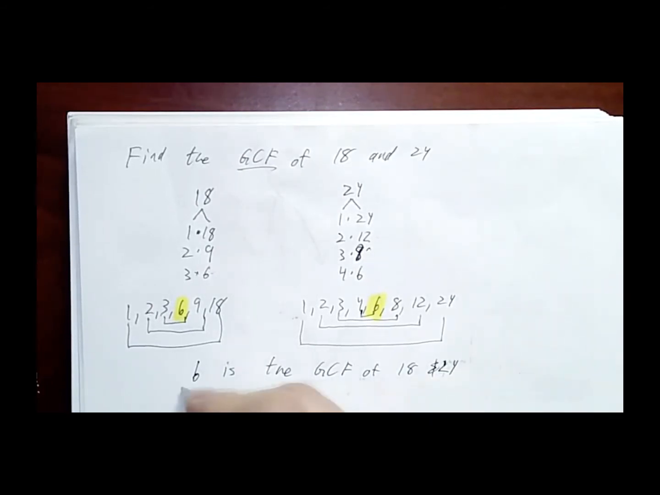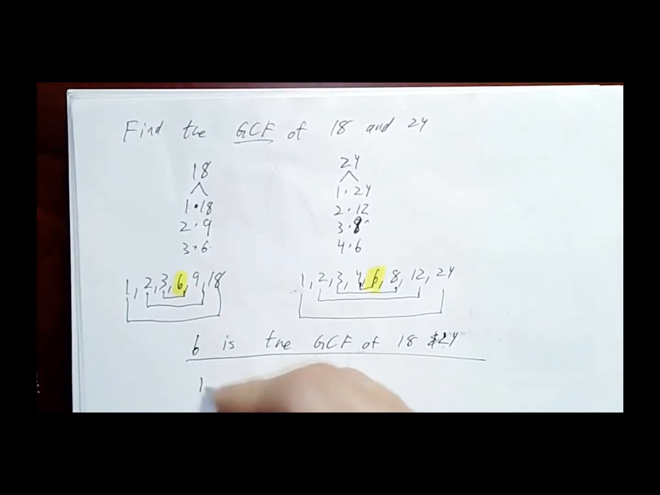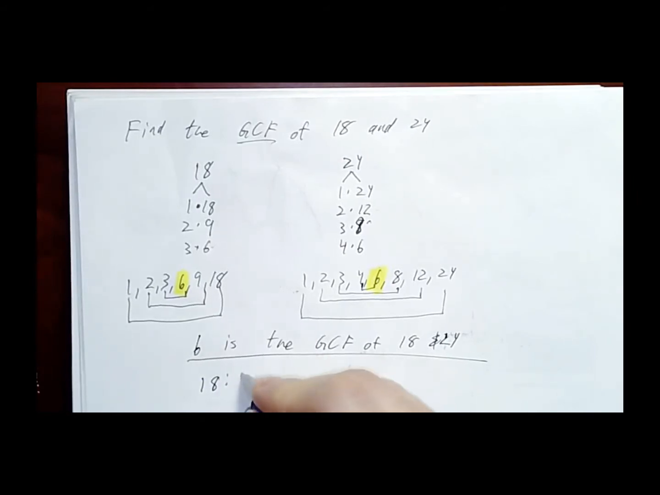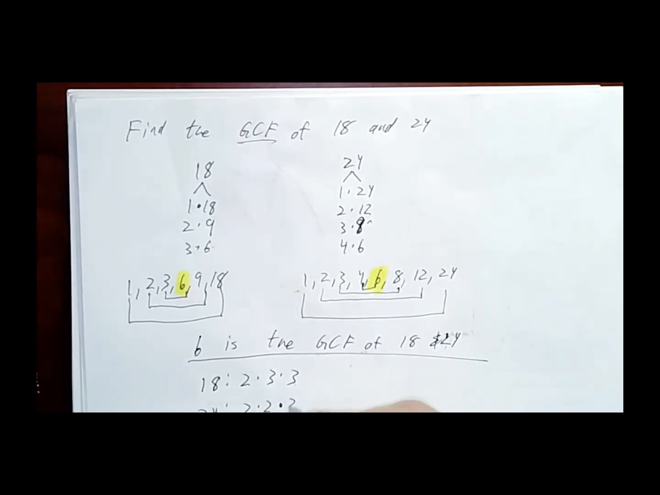The most mathematical way to do this is by breaking 18 and 24 down according to their prime factorization. So 18 in prime factorization form is 2 times 3 times 3. Let's think about that really quickly. 2 times 3 is 6. 6 times 3 is 18. So we can break it down that way. 24, on the other hand, is 2 times 2, which is 4. 4 times 2, which is 8. 8 times 3, which is 24.